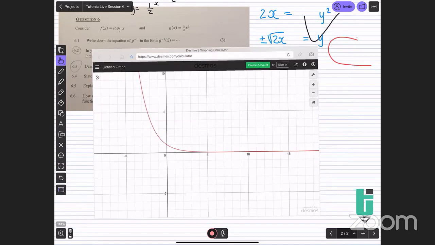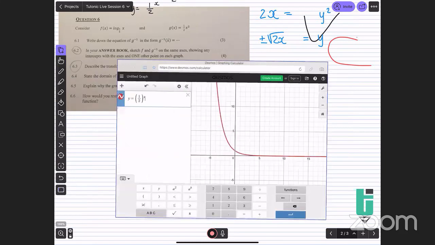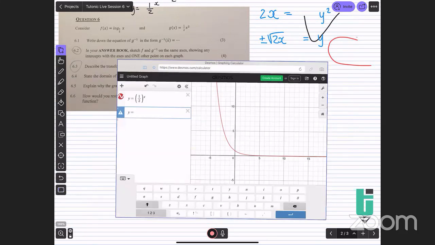Anyway, so now you have to plot it. We can use Desmos. Have you been using Desmos? Yes. It's a good app, eh? It is.